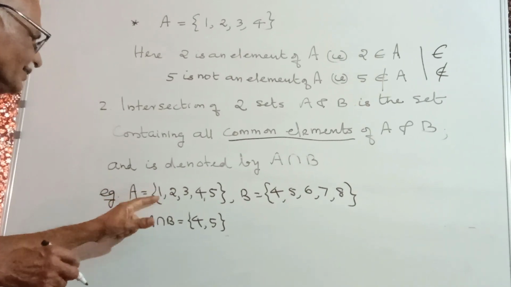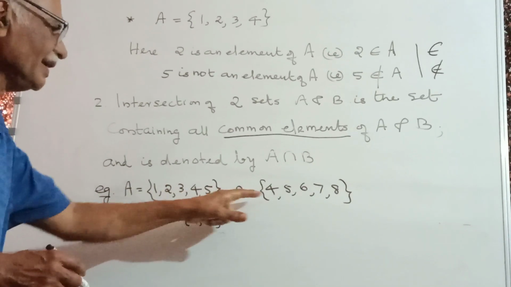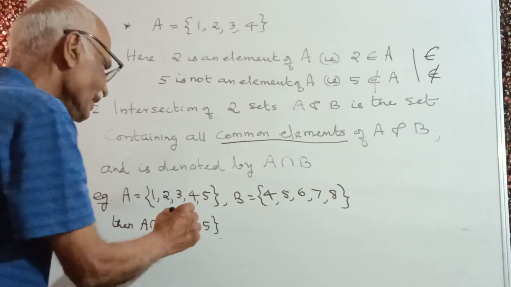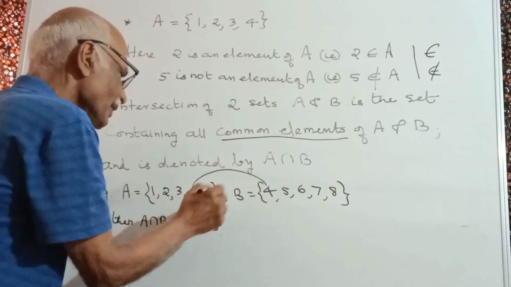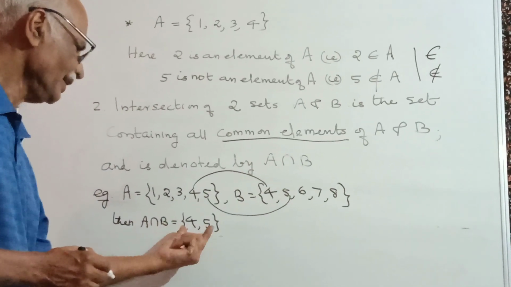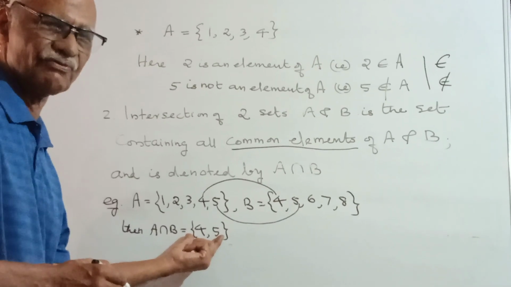Now for example, A is {1, 2, 3, 4, 5}. B is {4, 5, 6, 7, 8}. A intersection B, common elements. We are looking for the common elements. They are 4 and 5. So A intersection B is the set containing 4 and 5.